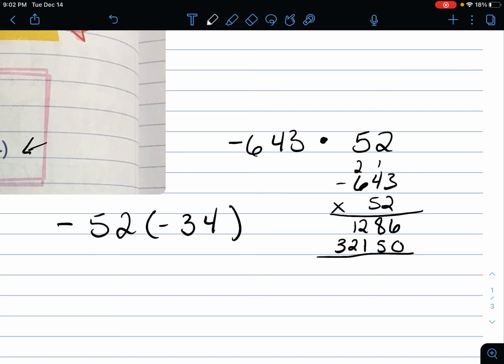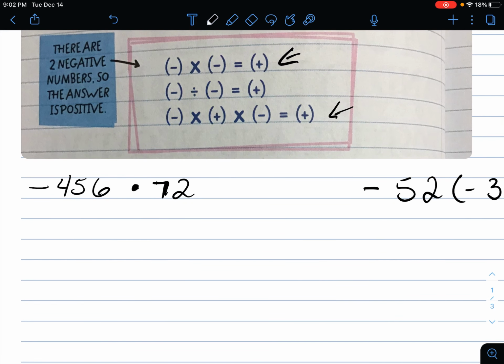Okay, we've got everything figured out. Now we can add what 643 times 2 is and what 643 times 50 is. So 6 plus 0 is 6. 8 plus 5 is going to give us 13. Carry the 1. 1 plus 2 plus 1 is going to be 4. 1 plus 2 is 3. And then there's nothing to add to the 3, so you get 33,436. And since we had an odd number of negatives, your outcome is going to be negative.